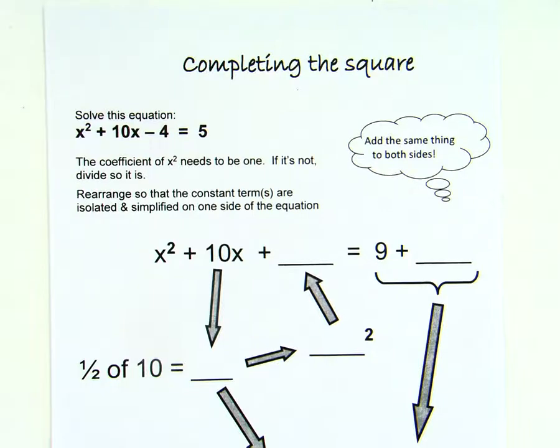This is on completing the square. This is a review of an Algebra 1 topic, but we'll be needing it in geometry to help us with our equations of circles. So you should have gotten a handout like this. If you don't have one, you should get it from the classroom or from the website.